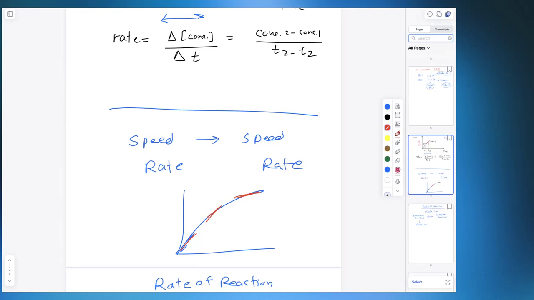Yeah, it is different. Very good. It changes. It becomes less or more. Does the rate of the reaction become less by time, or does it become more? Yeah, it becomes less. Very good. So at the beginning, the rate of the reaction is very high.